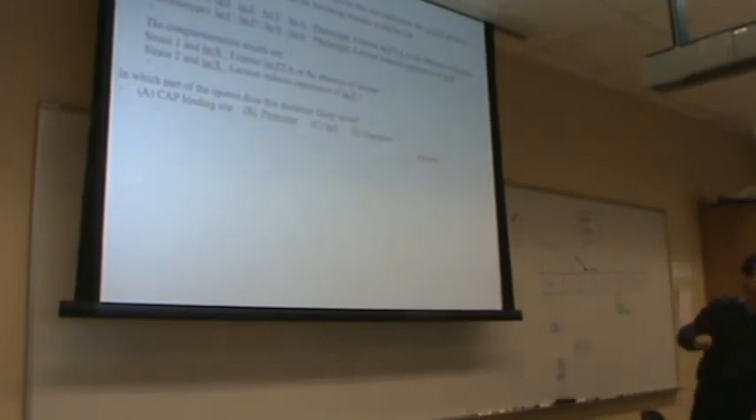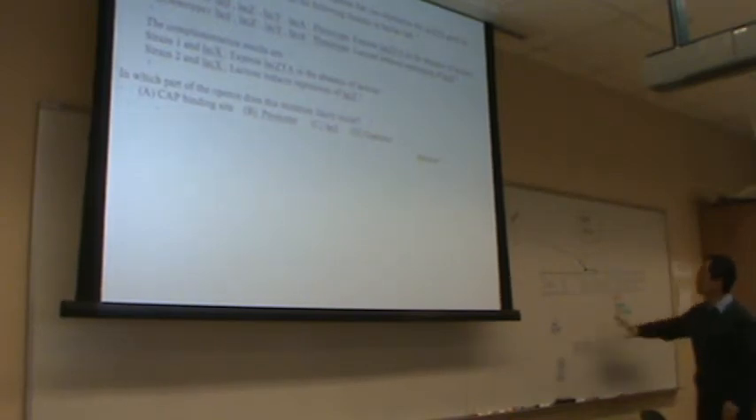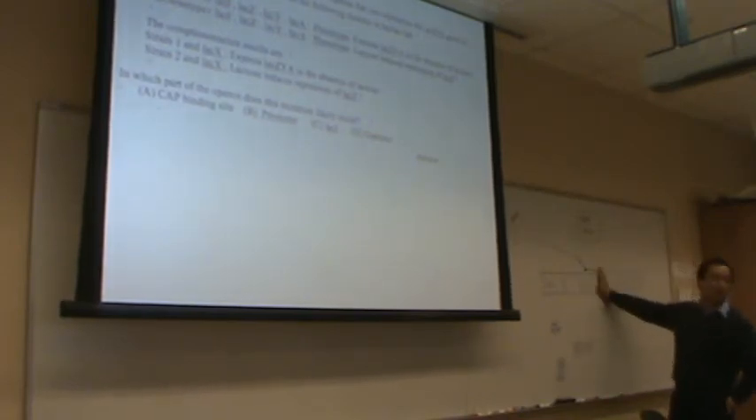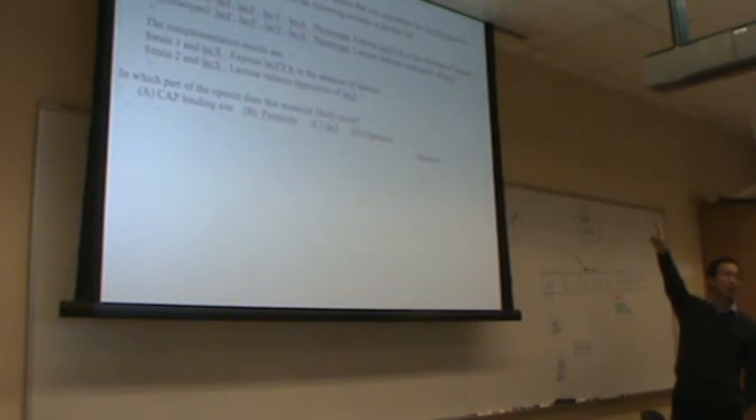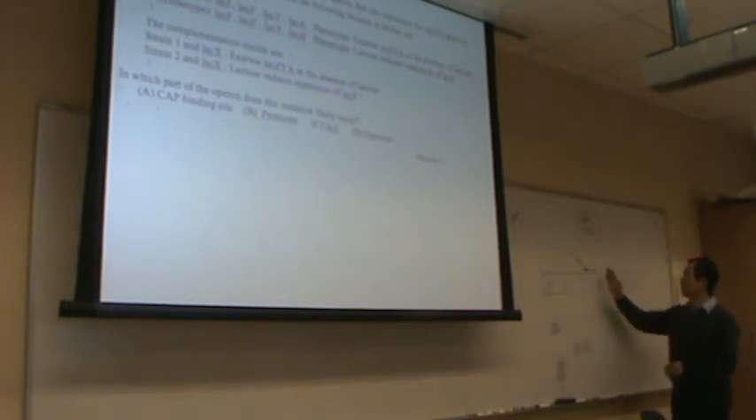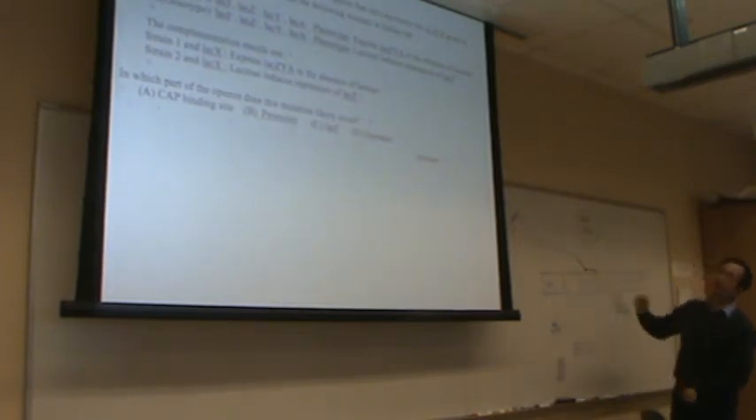Making sense? Yeah. The second one, B, promoter. No. If the promoter is gone, RNA polymerase cannot bind, and no transcription can occur without RNA polymerase, right? So that doesn't make sense because the gene is expressing. That means the RNA polymerase is working, right? So it's not P.